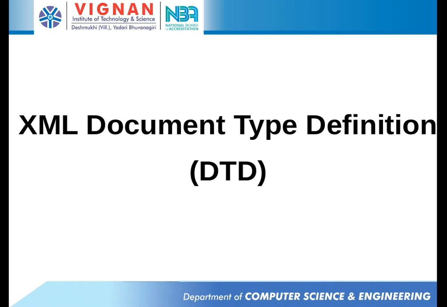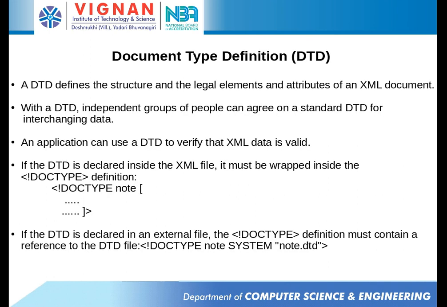In order to define structural rules for an XML document, we have two ways to do that. One is document type definition and the other one is XML schema. In this lecture we will discuss document type definition. A DTD defines the structure of all the elements and attributes of an XML document so that a group of people can agree upon a standard of storing and exchanging the data.